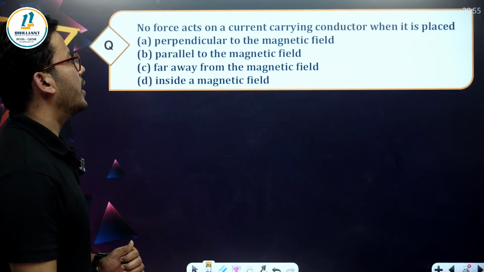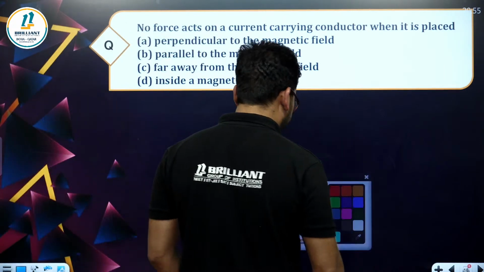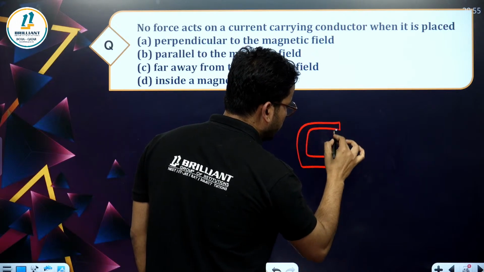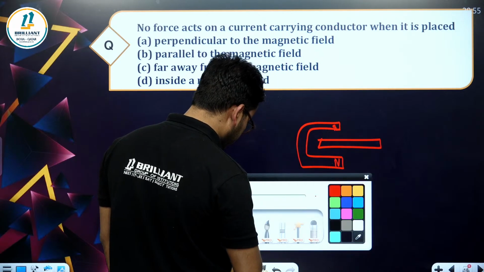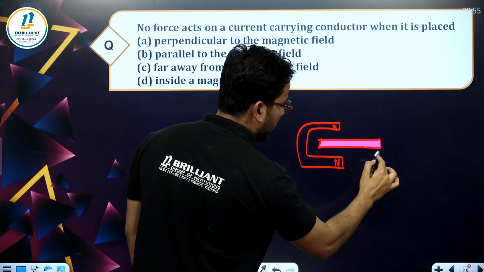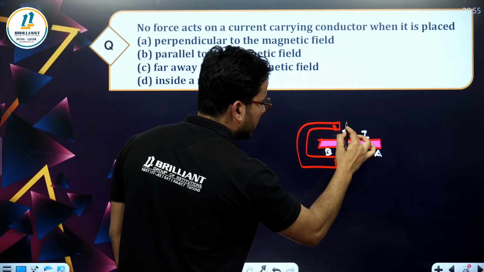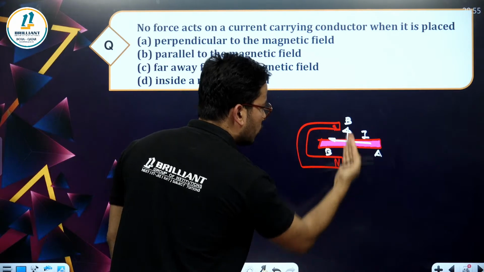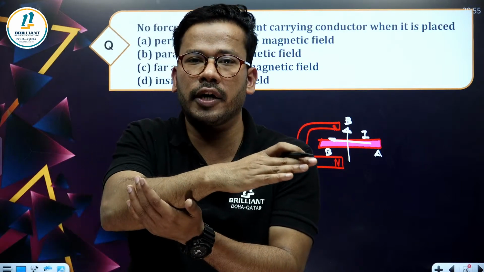No force acts on a current carrying conductor when it is placed... So you have this case: a horseshoe magnet, north and south, and you have the aluminum rod A and B which was carrying current. This is the current direction. Magnetic field is north to south going upward. And we know if it happens, you will tell, sir, it's going to produce a force.